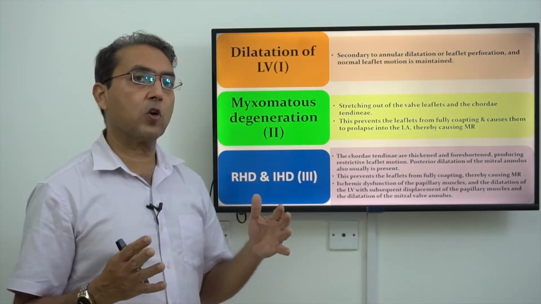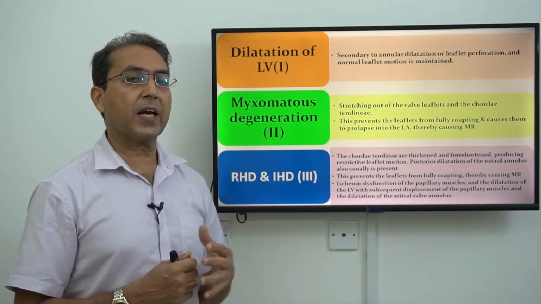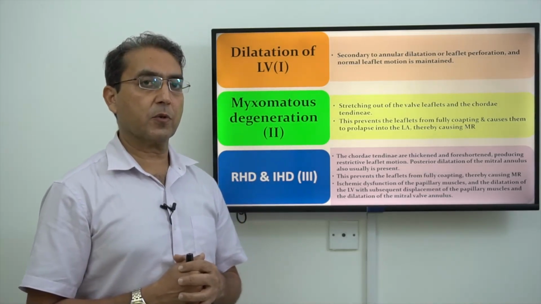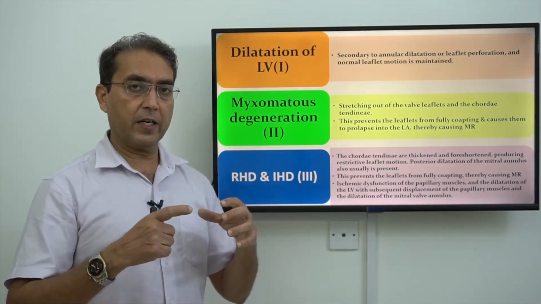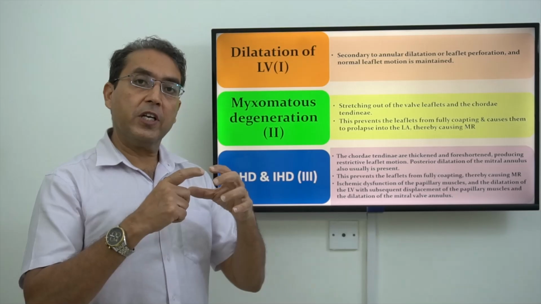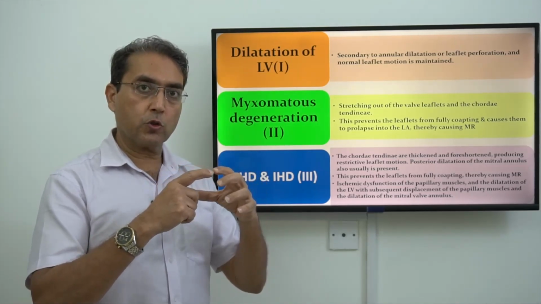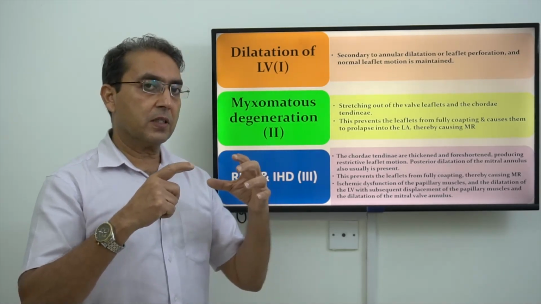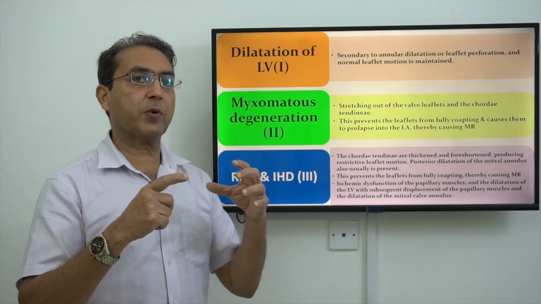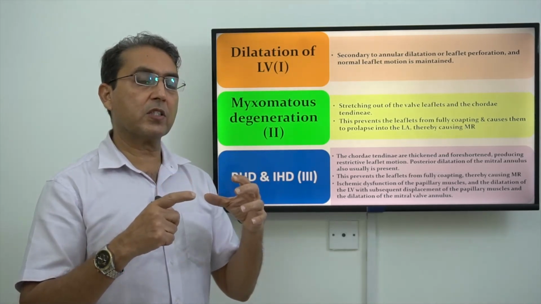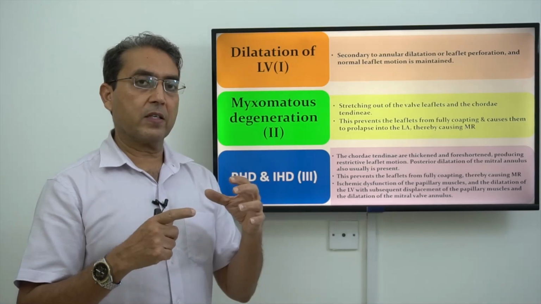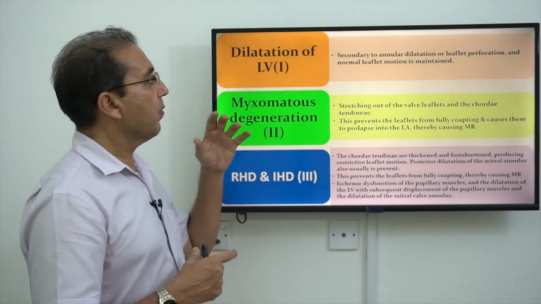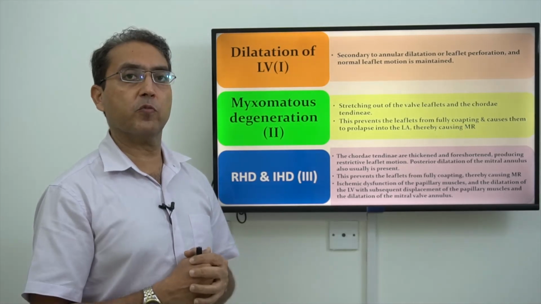So the leaflets have a normal excursion, but the patient has regurgitation, because if the ring dilates, the leaflets cannot come close to each other because they are separated, but they are moving normally. Since they are separated, the patient starts having mitral regurgitation. Similarly, if there is a hole in the leaflet, regurgitation starts, but the valves have normal movement.